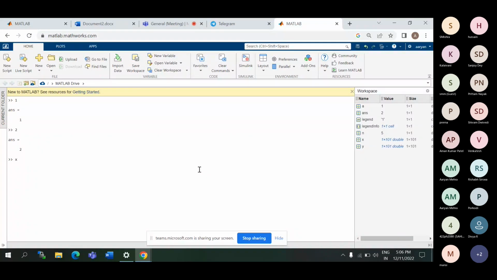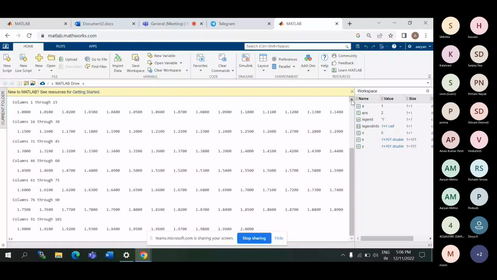Now let's try something new. I want to see x going from 1 to 2 at a spacing of 0.01. So I will write x equals 1 colon 0.01 colon 2. Now if I click enter, it will give me all the values. You can see it is going from 1, increasing by 0.01, and going till 2. So this is how you can write things here.